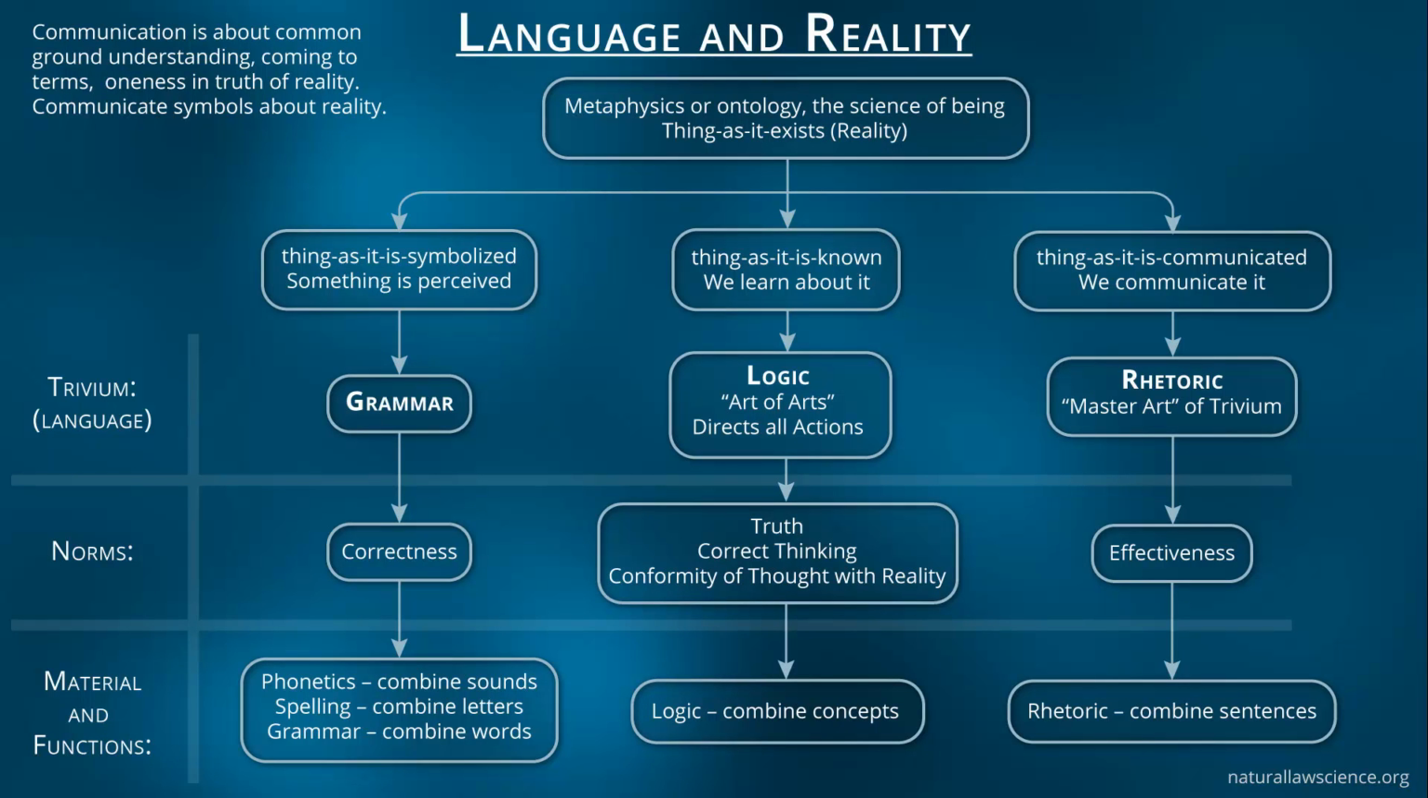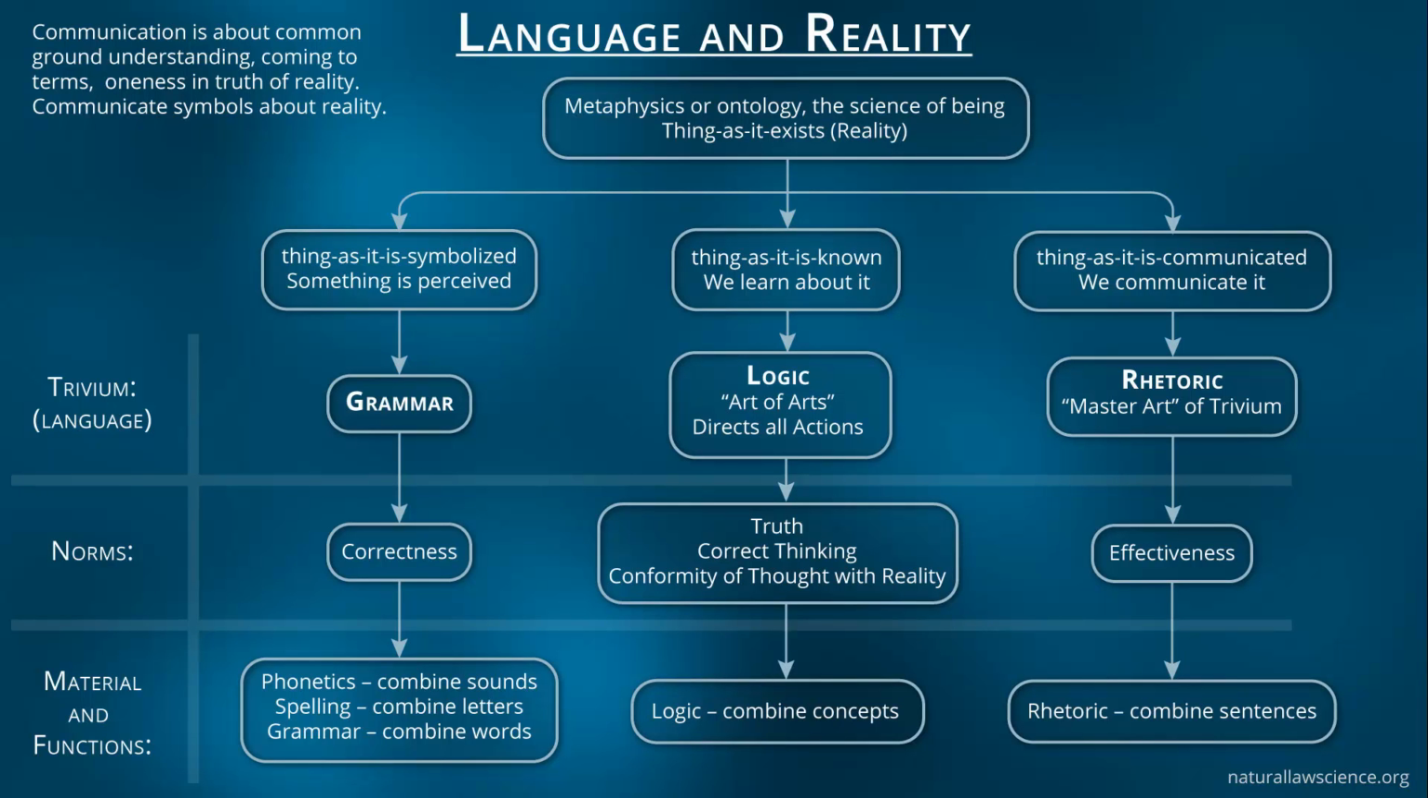So the third part is the thing as it is we communicate it. After something is perceived, we learn about it, then we communicate it. It's the thing as it is symbolized, the thing as it is known, and then the thing as it is communicated. But to know something, you need logic.